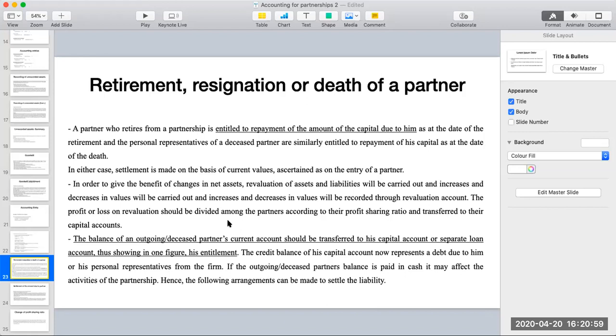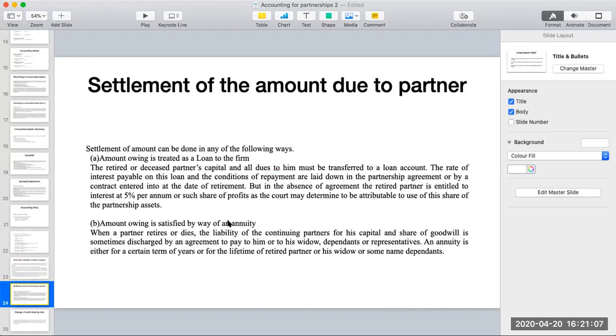If this is paid at once, it is going to affect the business. So the settlement can be done in two ways. One is, it can be treated as a loan to the firm, which means the total amount, that is the current account balance, is transferred to the capital account, and then the total amount is transferred to a loan account. And he will be paid interest of 5% per annum.